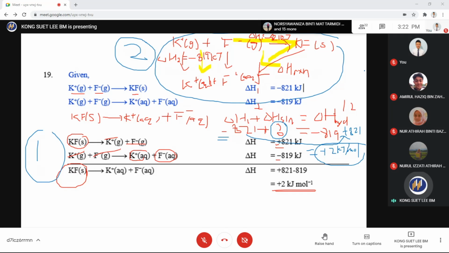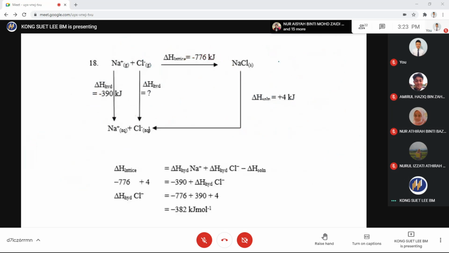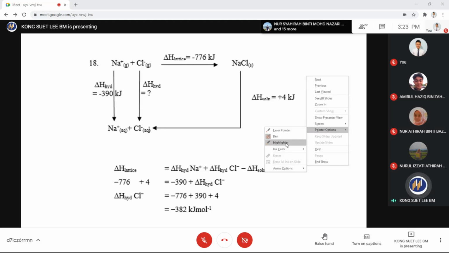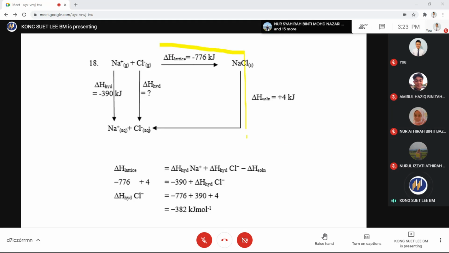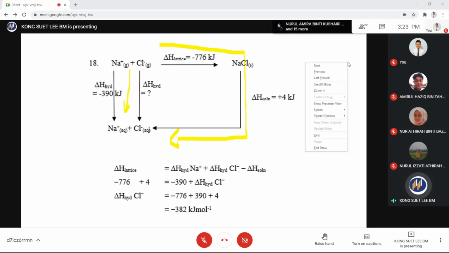Madam show the algebraic method and show the energy cycle method already. So please jot down. Kalau tak clear energy cycle method sebab dia macam ni je. Dua soalan sama je. Okay, so this is question 18. Nampak tak? Konsep dia sama. Ini lebih jelas kerana ni dari gambar aja. So nampak tak? Enthalpy of lattice energy plus enthalpy of solution equal to enthalpy of hydration.